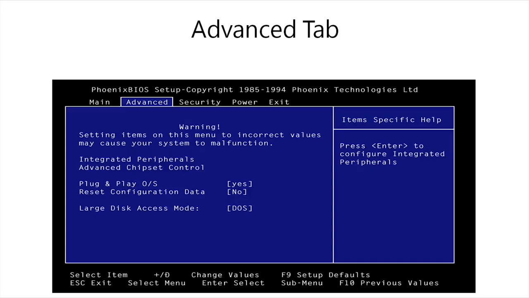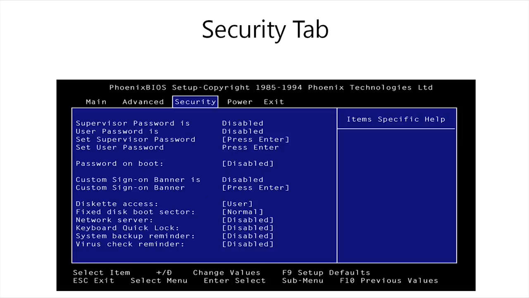And then larger disk access mode. So for some of the older hard drives, this was critical, but for the newer ones, it is not. Everything today is just plug and play. Then we have a security tab where we have a supervisor password, a user password. Set supervisor password, and then you can set the user password, and then you can enable or disable them respectively.